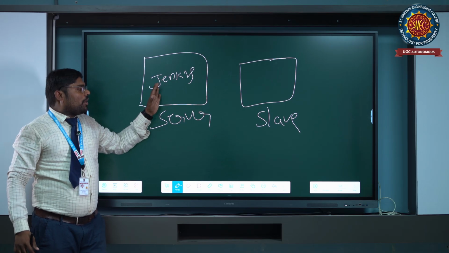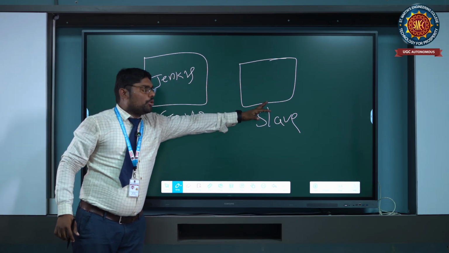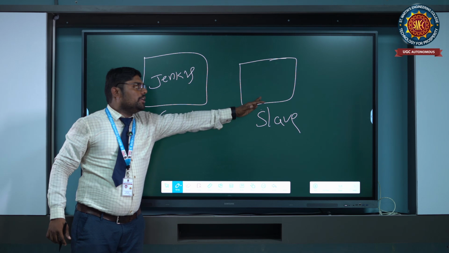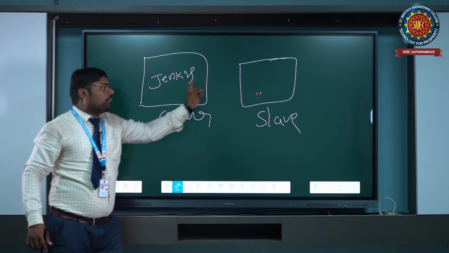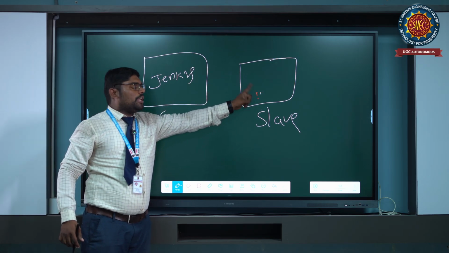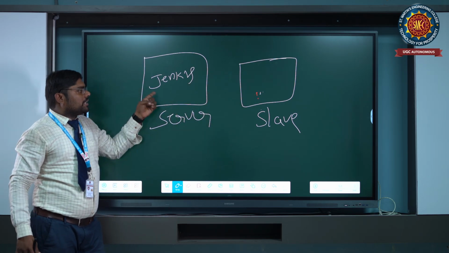In the application, we can store it in the slave machine. We can run any application on the slave machine. The same example is a Flipkart application. The Flipkart application is stored in the slave machine. That is when you use Jenkins.